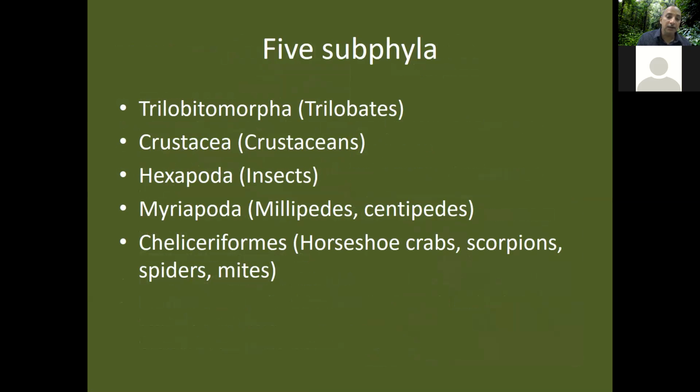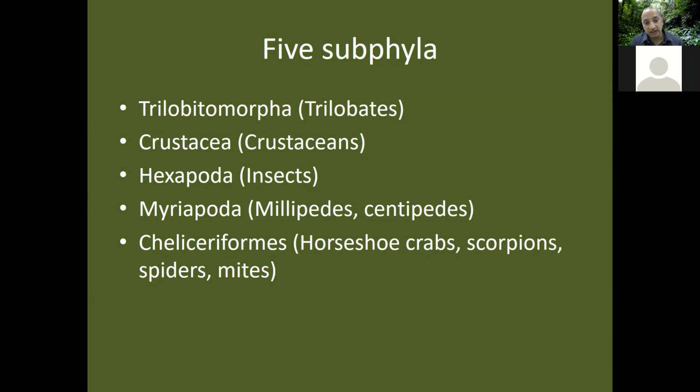So you may know them by common names. One is called trilobites. These trilobites are an extinct group of arthropods, known only from fossils. Another is Crustacea. Crustaceans are crabs, prawns, and shrimps. And you have the Insecta. Insects are also called Hexapoda because they have six legs.